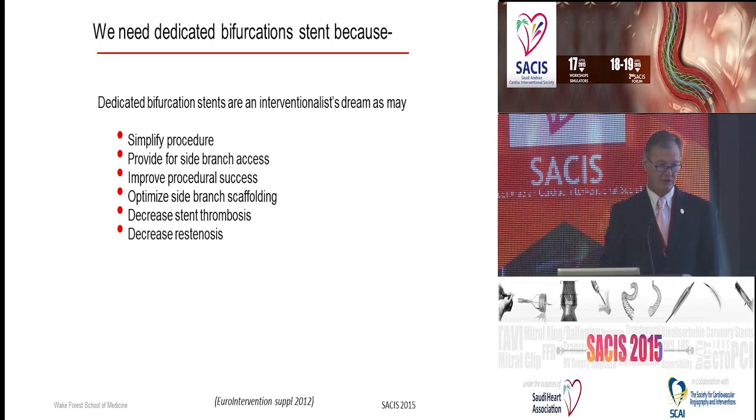Ultimately, you also want to have a decrease in adverse outcomes. So you want to have a decrease in stent thrombosis rate, which we know can be increased at the side branch under some circumstances, as well as decreased restenosis.